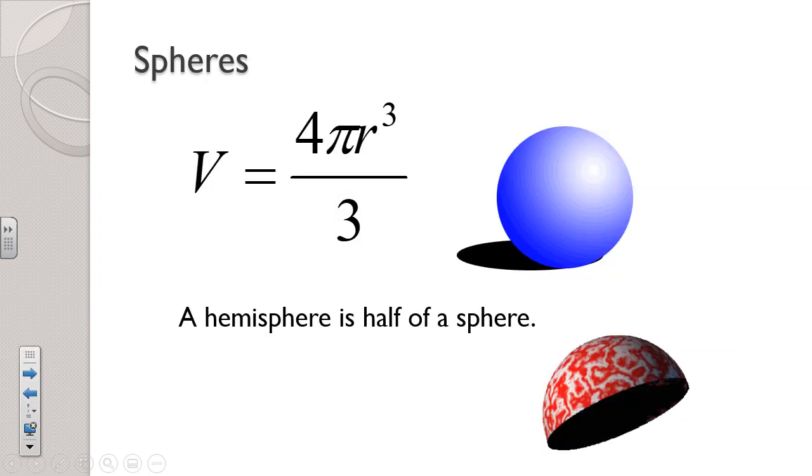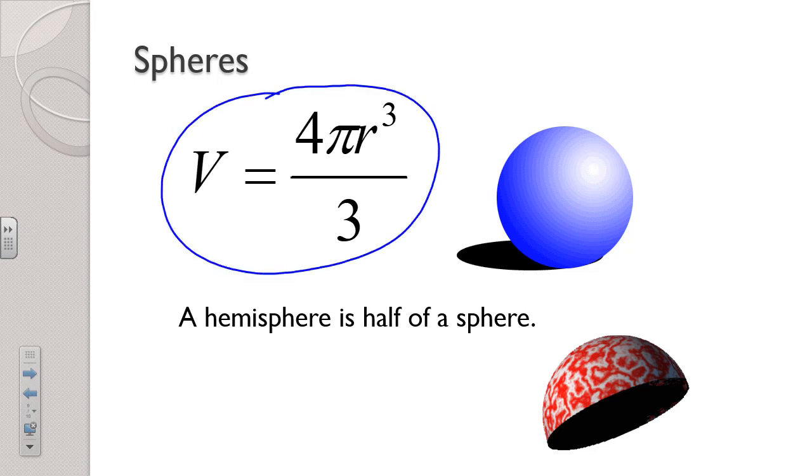Okay, here's our last shape, and it is the volume of a sphere. The volume of a sphere is kind of unique in that there's only one dimension we need. For a sphere, or a ball, of course, a sphere is the same as a ball, the only dimension we need to know is the radius. So we take that radius and we cube it, multiply by pi times 4, and then divide by 3.